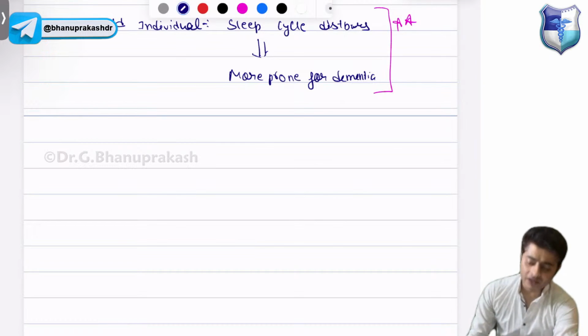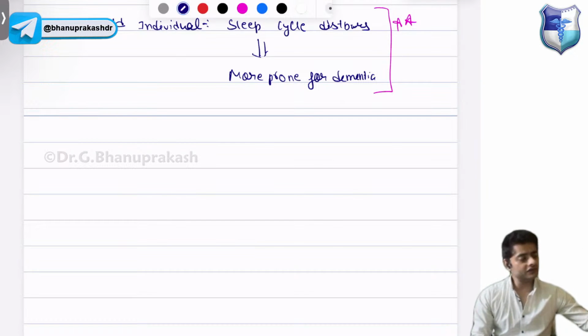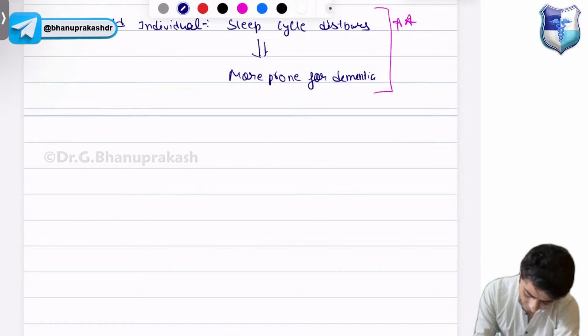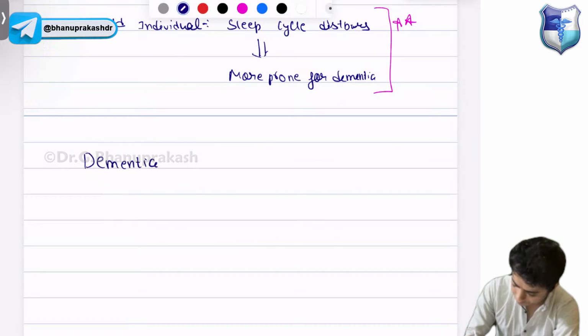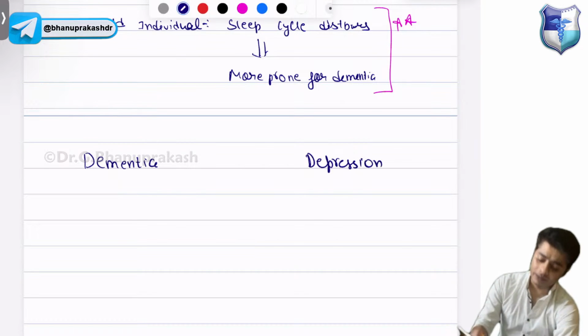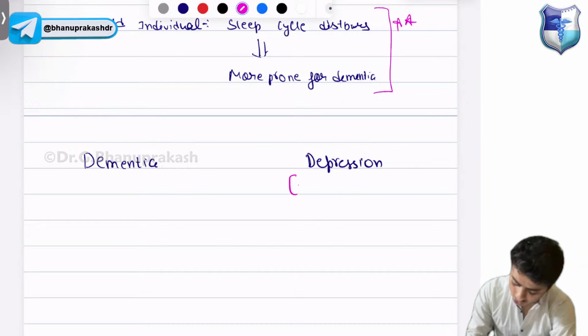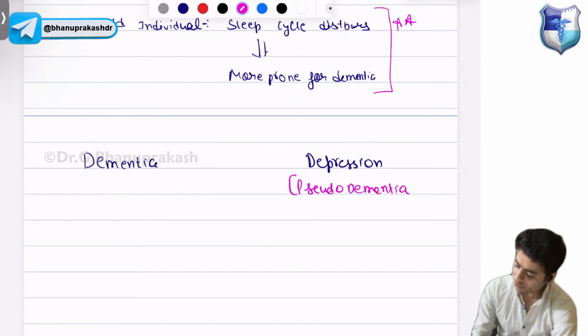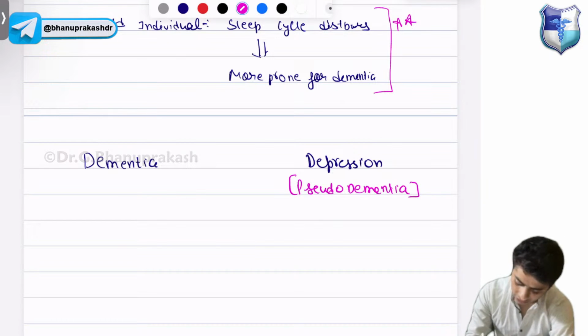Now, before we move further, initially we saw the difference between dementia and delirium. Now we will see the difference between dementia and depression, because in the DSM-5 criteria you have to rule out depression also. Depression is also known as pseudo dementia.